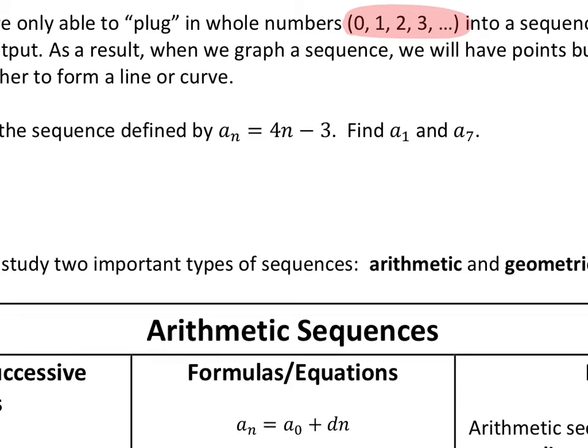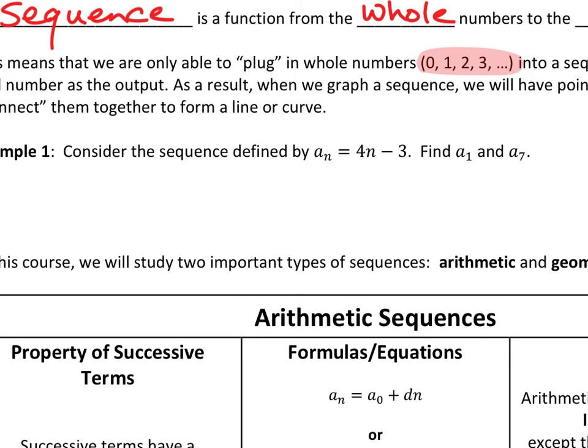If we want to find a sub 1 and a sub 7, this is just telling me to use 1 as the n value. 4 times 1 minus 3 is what? That's 4 minus 3. So a sub 1 is equal to 1. So it works just like a function where you take numbers and plug them in. We're just only ever going to be plugging in whole numbers.